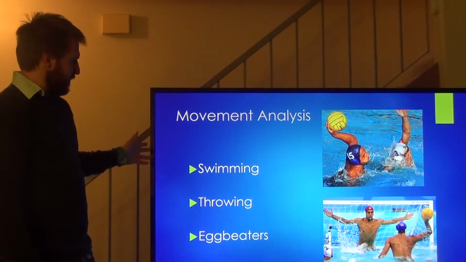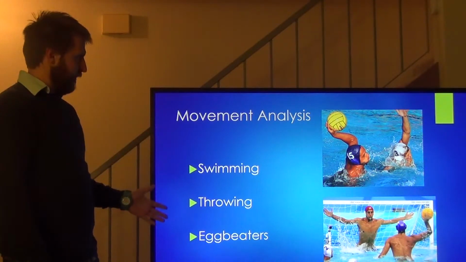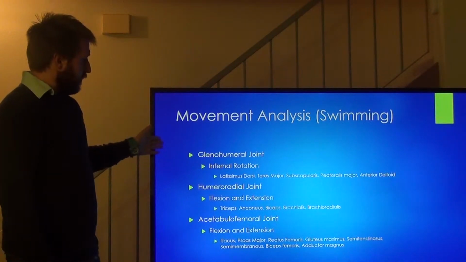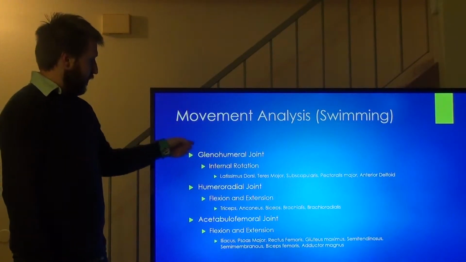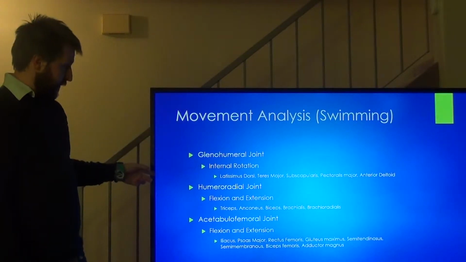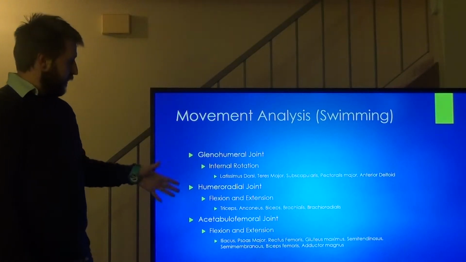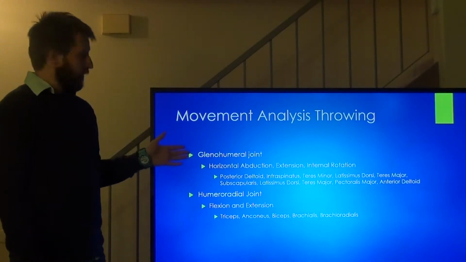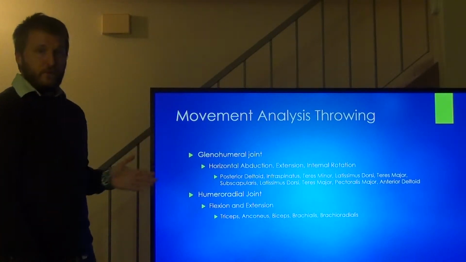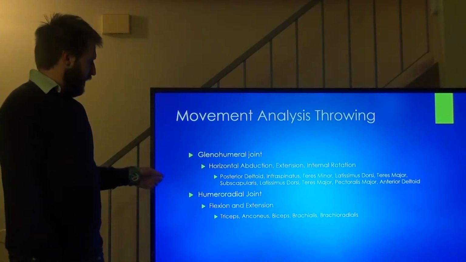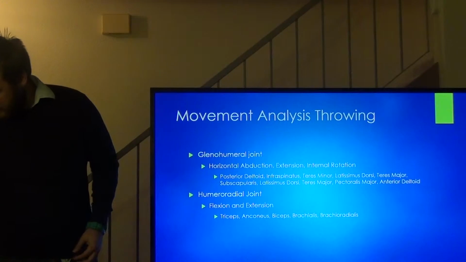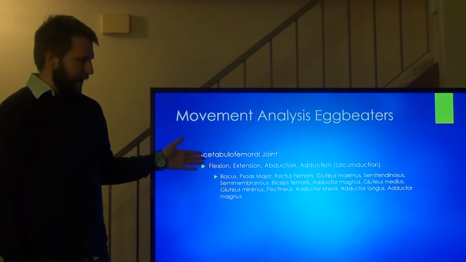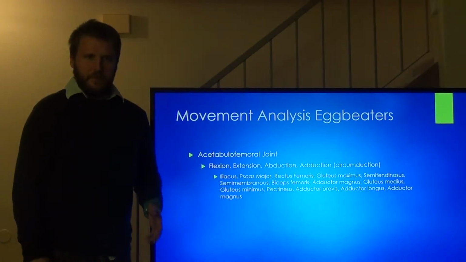The next thing I considered was movement analysis, the 3 major movements they do: swimming, throwing, and the egg beaters. The movement analysis, I broke it down from the glenohumeral joint, the movement involved in swimming, internal rotation, the humeral radial joint, the motion involved during swimming, flexion and extension, the acetabulofemoral joint, the motions involved for swimming are flexion and extension. The throwing movement analysis from the glenohumeral joint will be horizontal abduction, extension, and internal rotation. From the humeral radial joint would be flexion and extension. The egg beaters, the acetabulofemoral joint, flexion, extension, abduction, and adduction for the circular motion that's created while they're doing their egg beaters.